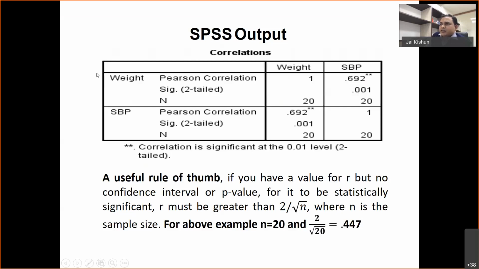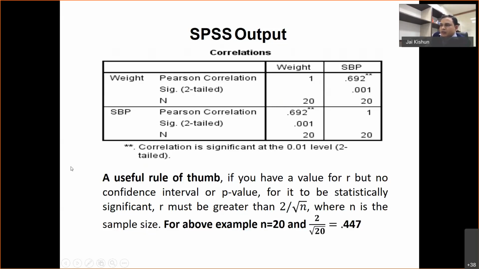You can take either weight versus SBP or SBP versus weight, and we'll get the same thing here. Basically, the significance, meaning the p-value, tells you whether the relationship between these two variables is statistically significant. Here you can see there are two stars, and it is written that correlation is significant at the 0.01 level in two-tailed.